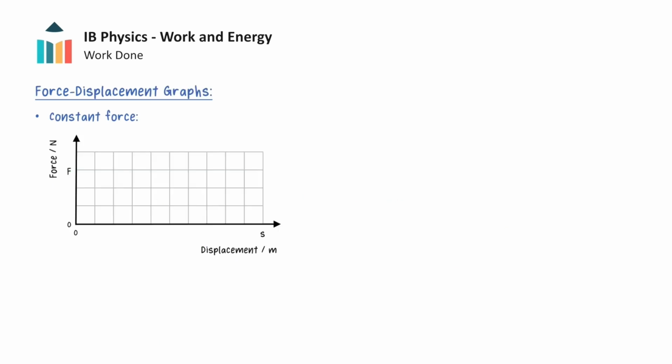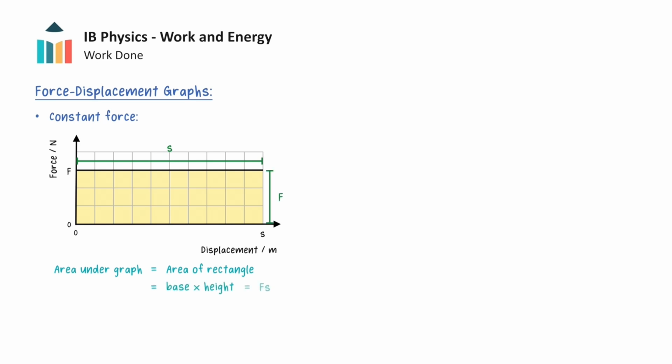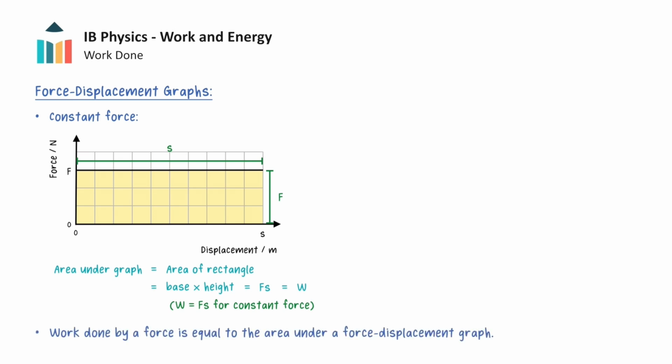If we plot a force displacement graph for a constant force, this will be represented by a horizontal line as the force does not change. Now notice how the area under this graph is a rectangle, with a base of length s and a height of length F. The area of a rectangle is base times height, giving F times s, but this is our formula for the work done by a constant force, provided force and displacement act in the same direction. Therefore, the area under a force displacement graph can be used to calculate the work done by a force.